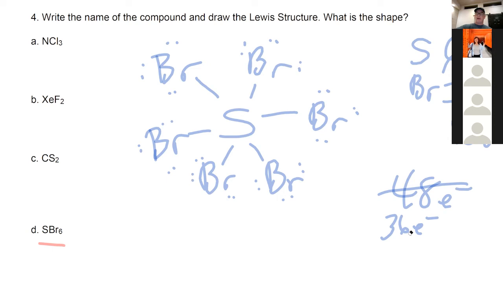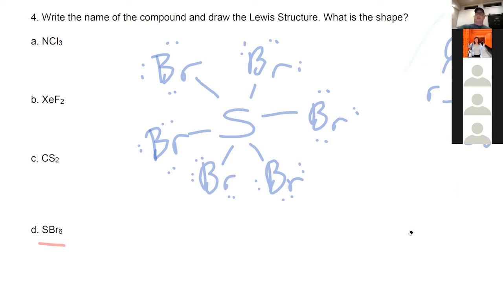So does everybody have an octet now? Yes, they do. All the bromines have octets because they have 6 lone pairs and another 2 in a bond, so they're good. Are there any charges on this molecule? Because we certainly know sulfur's got more than an octet. Sulfur's got 12 total electrons, so it's not complaining. What about charges, though? Is there a charge on the sulfur?